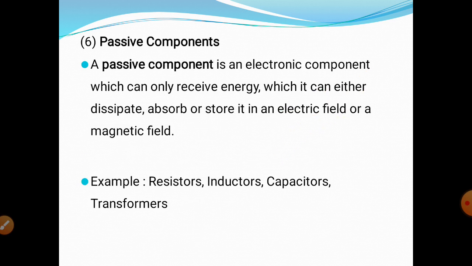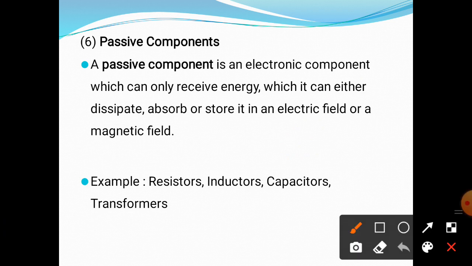Next one is passive components. A passive component is an electronic component which only receives energy. An active component supplies the energy, but a passive component can only receive the energy, which it can either dissipate, absorb, or store in the form of an electric field or magnetic field.